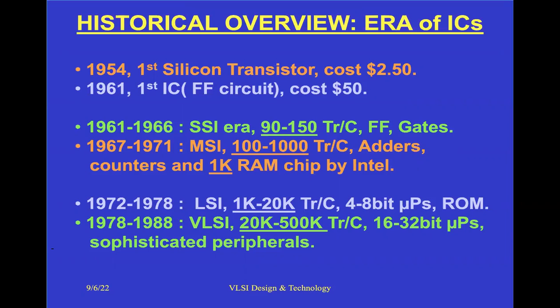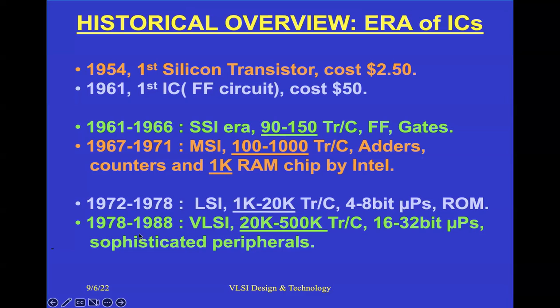Then after this we have ultra large scale integration, ULSI, which I have not put up here. In SSI, you have about 90 to 100 transistors, with flip-flops and gates. Similarly, MSI has 100 to 1,000, with adders, counters, and the 1K RAM chip by Intel. This was all done between 1967 and 1971. Then 1972 to 1978 was LSI, where it started with about 1,000 to 20,000 transistors.